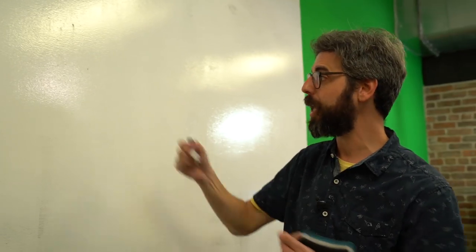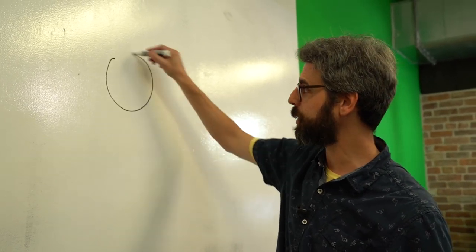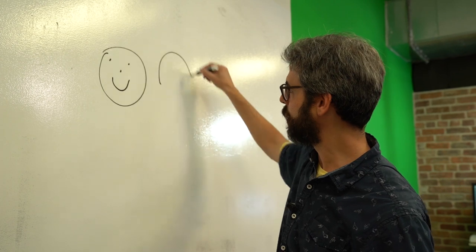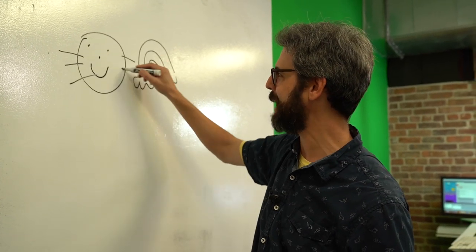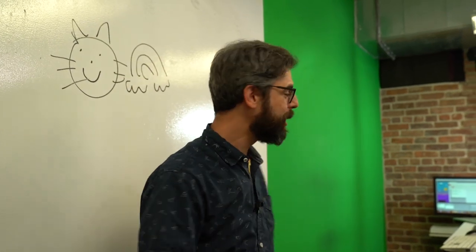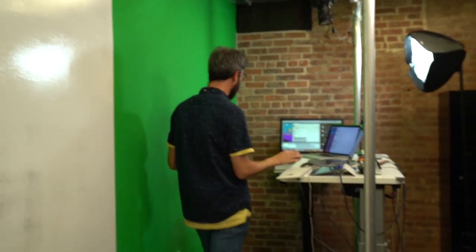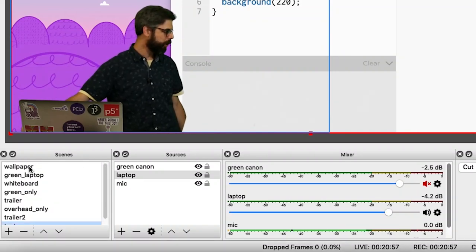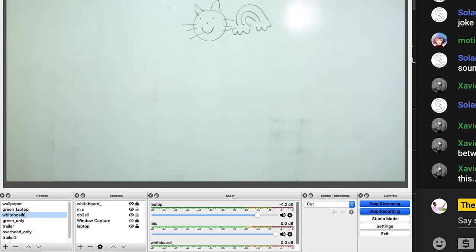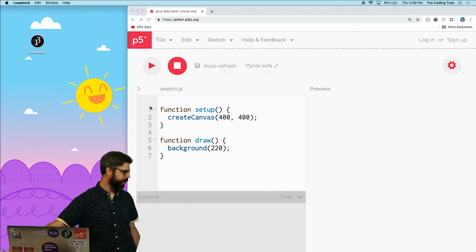So what I do during the live stream, if I want to draw some sort of diagram, you know, with a rainbow, and like a, this was gonna be a cat. Then what I do is I have a separate scene in Open Broadcast Studio called whiteboard. So I could just click on this, and there you go. You see the whiteboard? I'm going to go back to this one.